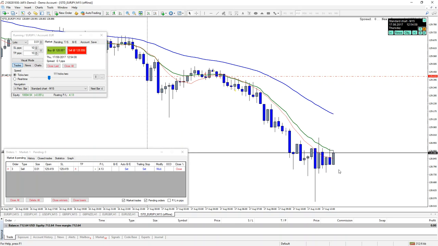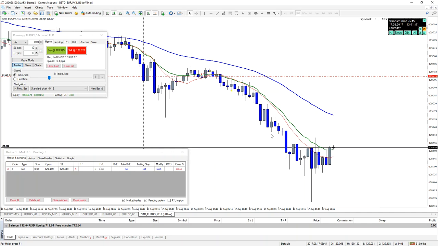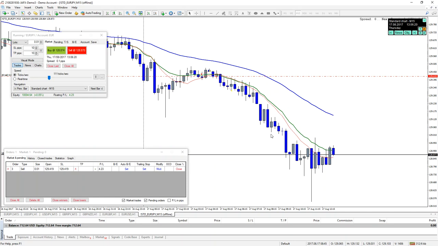Now, the trailing stop would be very useful, because this is a good 3 or 4 hours' worth of trading. If you don't have the time to sit and watch these trades, then either just close your position out or put a trailing stop loss on it and call it a day.